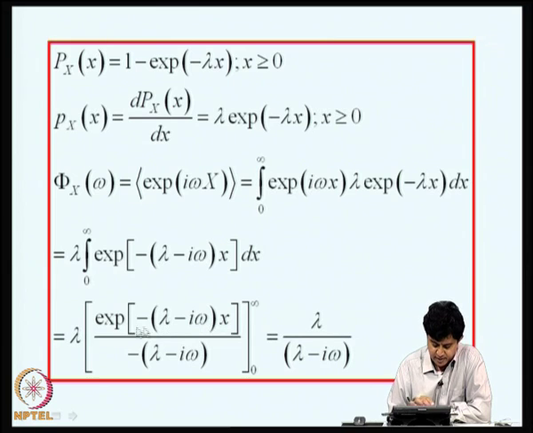Once we put in the limit infinity, the numerator can be viewed as e raised to minus lambda x into e raised to minus i omega x. E raised to minus i omega x has amplitude bounded between plus and minus 1, because that is cos omega x plus i sin omega x. So, that harmonic function is multiplied by e raised to minus lambda x, and as x tends to infinity, e raised to minus lambda x goes to 0, therefore the numerator goes to 0. So, we get the characteristic function to be lambda divided by lambda minus i omega.